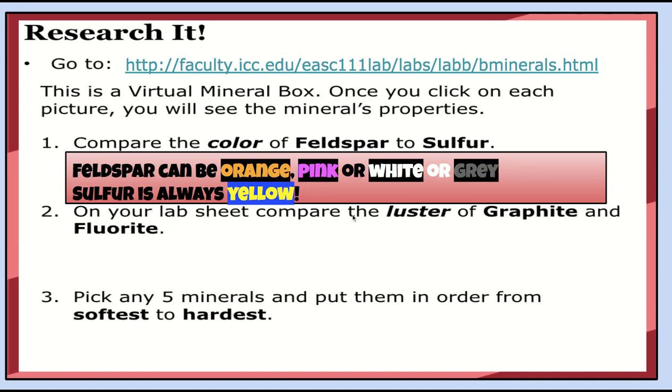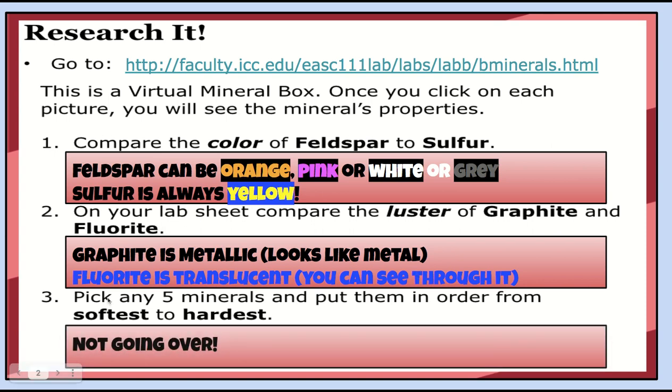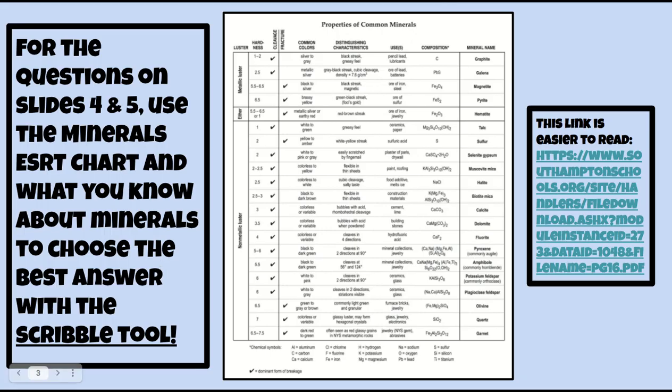For number 2, it wants you to compare the luster of graphite and fluorite. Graphite is metallic. Fluorite, you could have said is translucent or non-metallic. Either of those is fine. And then lastly, question number 3, we're not going to go over here, but you should have picked 5 minerals and put them in order from softest to hardest based on their hardness number on the table or from the website.